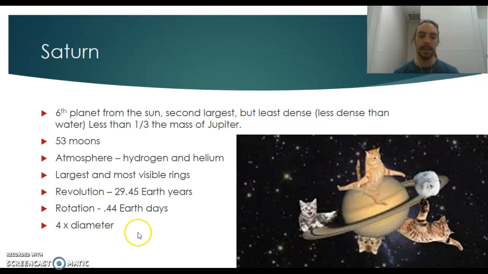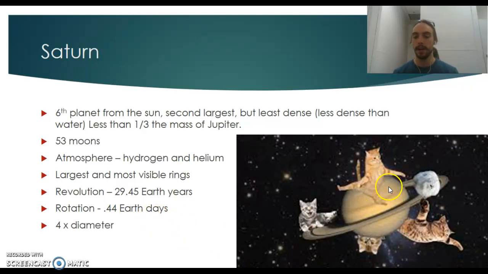Oh no, 4 times the diameter of Earth is the ring, their rings here. That's what it is. The revolution of Saturn takes 29.45 Earth years. So we're getting farther away from the sun, so it's taking a longer time to go around the sun. You'll see this number increase drastically with our upcoming planets. And its rotation is about 0.44 Earth days. So it spins around almost twice as fast as Earth does for a day.